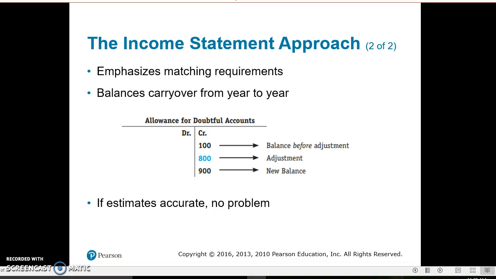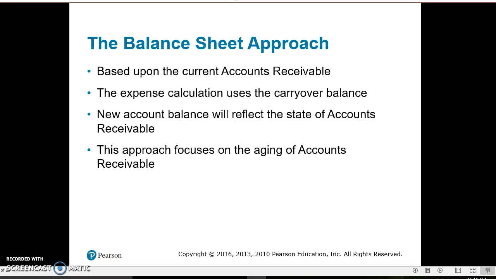As you notice, it adds up. The allowance now emphasizes the fact that there's a matching for the new balance. It carries over from year to year. And you'll notice that if the estimates are accurate, there's no problem. It just kind of works out that way.